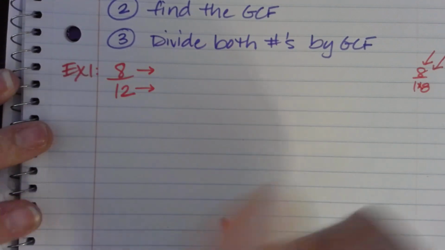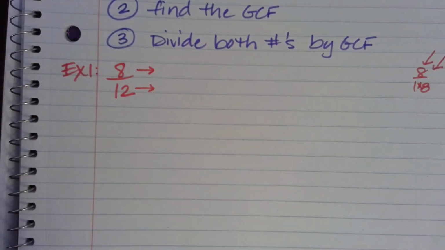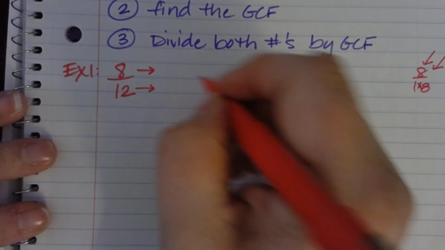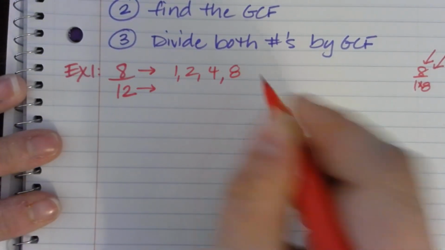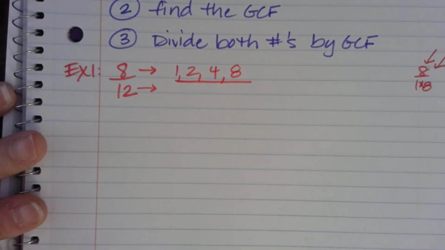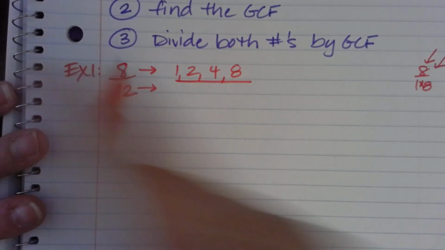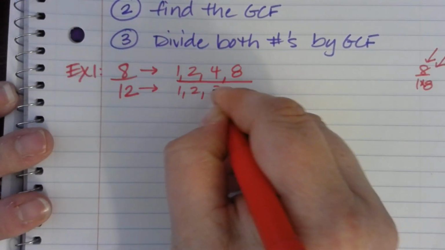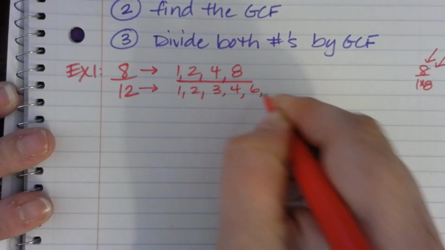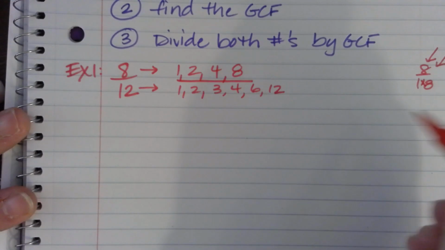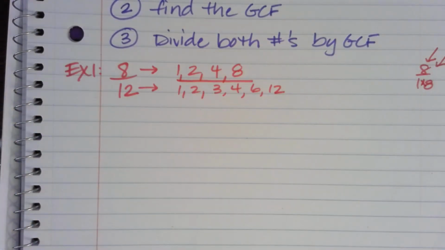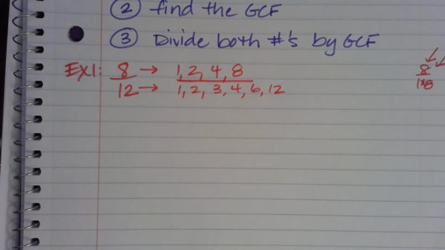So, again, I'm listing out the factors, right? I've got 1, 2, 4, and 8. Okay, and then I'm going to list my factors for 12. 1, 2, 3, 4, 6, 12. Again, assuming that we went through actual steps to find these.